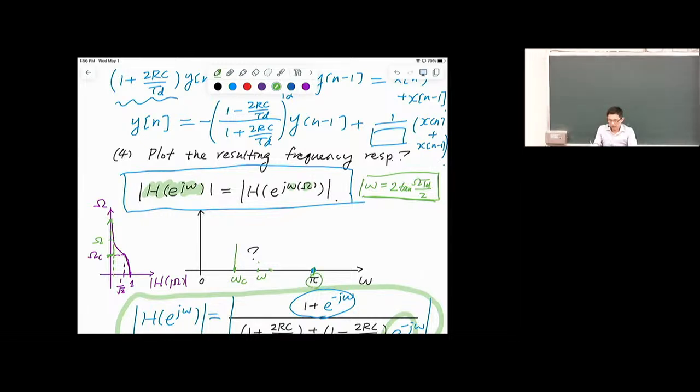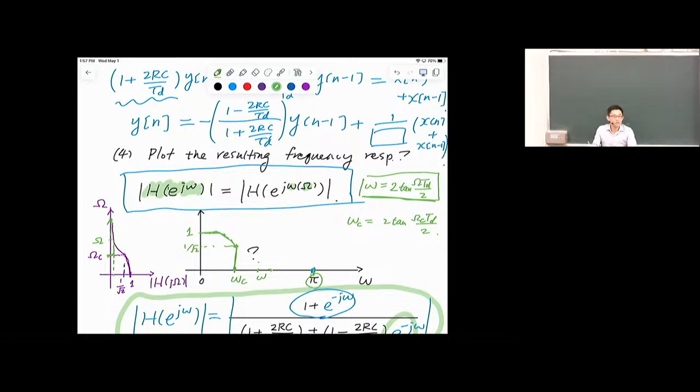Okay, so this is how it works. The result of your design should be an attenuation from 1 to 1 over square root of 2 right at small omega c, where small omega c will be equal to 2 times tangent of big omega c Td divided by 2, because that's how we started our design. Yeah, please make sure you understand this.